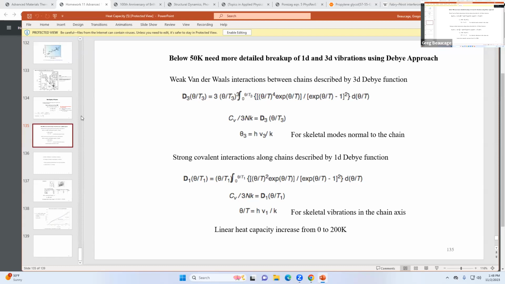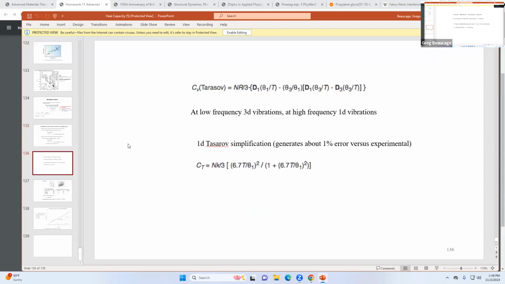That would have an effect. I mean, it would probably go back to just like a metal heat capacity for a crystal. But when it's amorphous, there's only correlations along the chain length, I guess. That's what they're talking about. So they use D1 instead of D3.